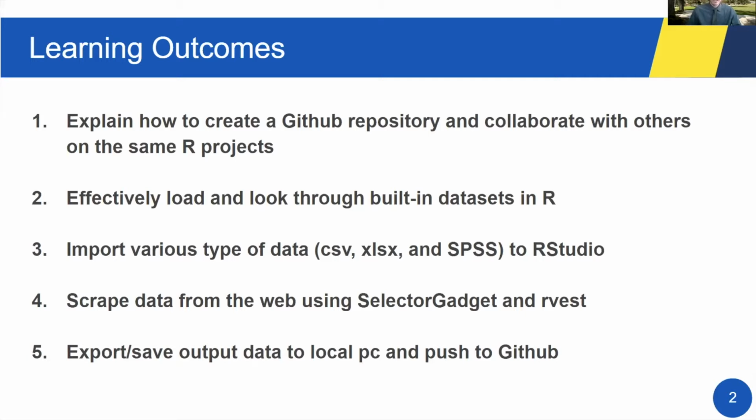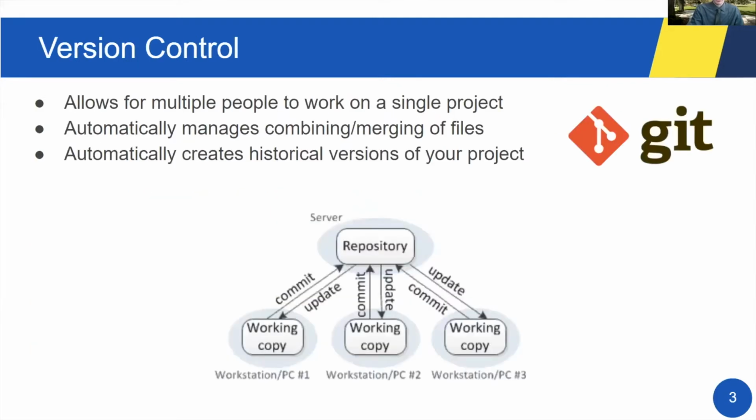All right, so there's a lot of mention of GitHub in these learning objectives, so I would like to talk about that now. GitHub and an application called Git fall underneath the branch of version control. What version control does is it allows for multiple people to work on a single project at the same time. It can automatically manage combining or merging of all of your working files together, and it can automatically create historical versions of your project.